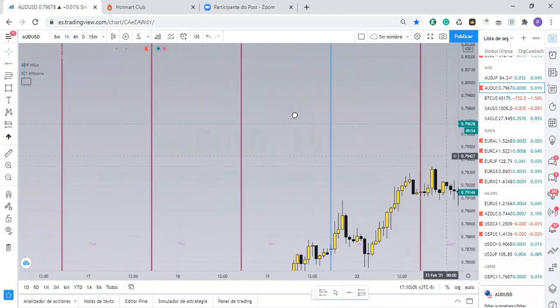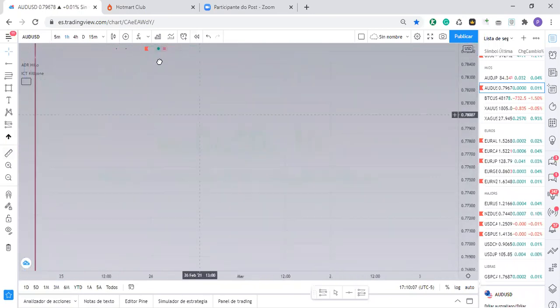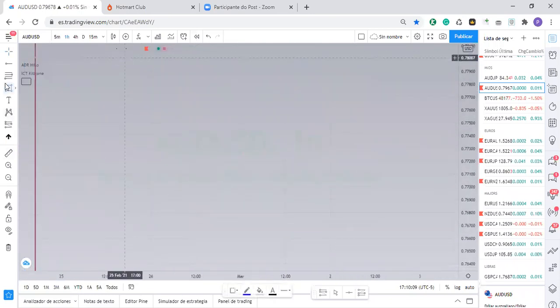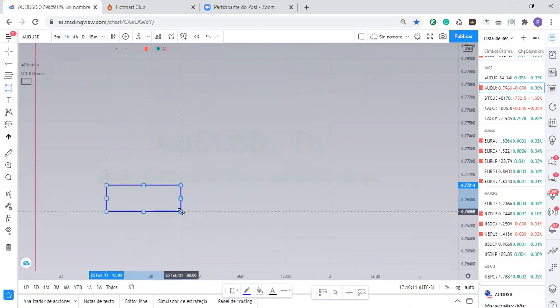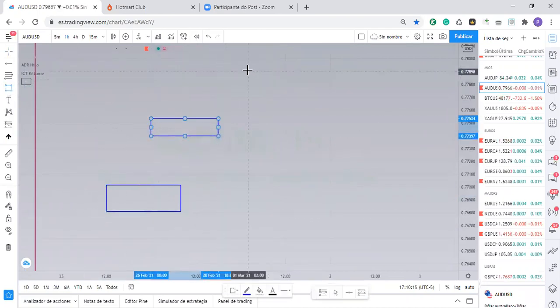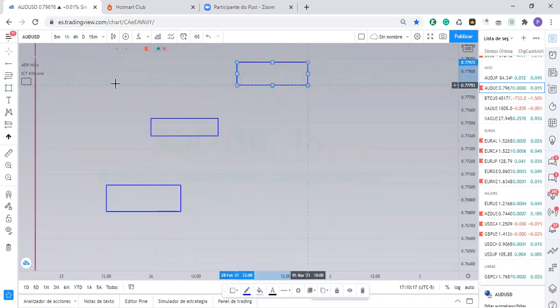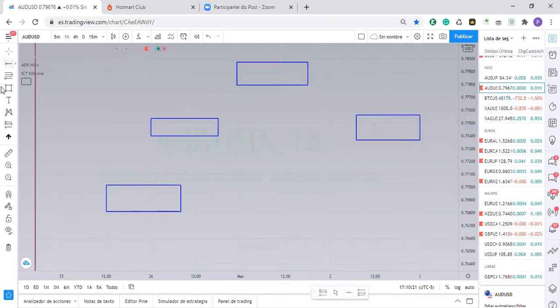Okay, so what we are gonna see today, we're gonna see the sell model and the buy model. Let's see. This is like this. I'm not good at drawing, you know that. But what's important for me is for you to understand, not my drawings.